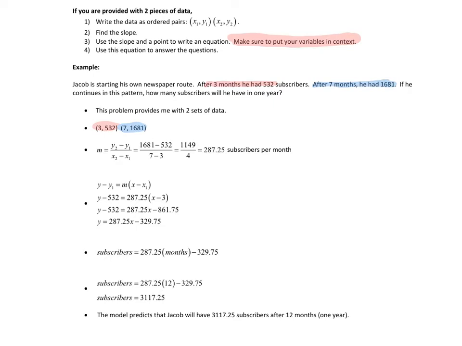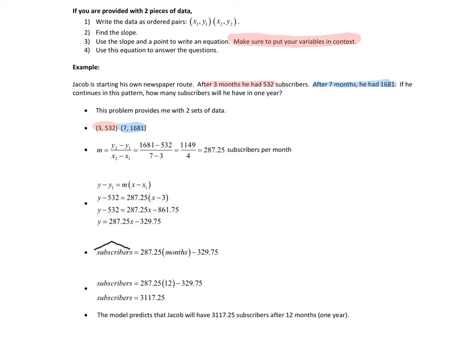Then you can look through the steps here of finding the slope, point-slope form, writing the equation. Notice we're going to need a calculator. And then at the end, we change our variables to be, instead of x and y, subscribers and months.